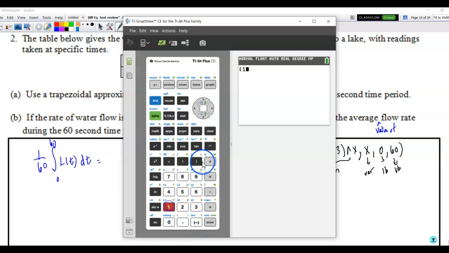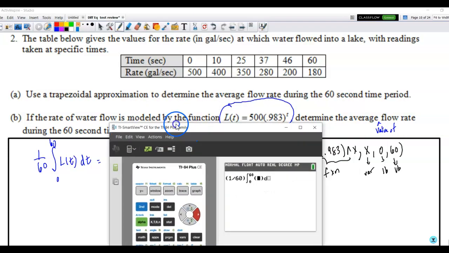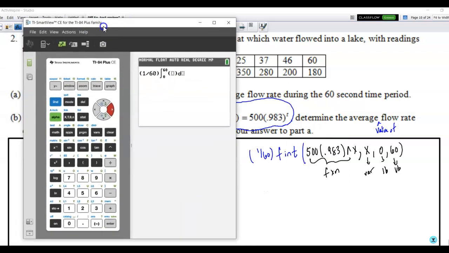All right, on my calculator, first of all, I'm going to do 1 divided by 60, close parenthesis, and math number 9, my lower bound is 0, a upper bound of 60. My function is not stored in y1. It might have been a good idea to do that. I haven't read the rest of the questions to see if I'm going to need that. So 500, oh, I have it written over here.